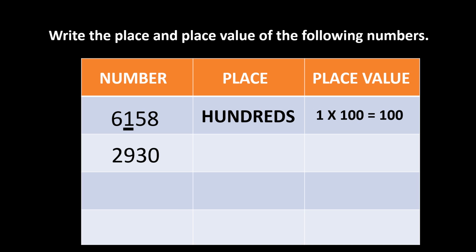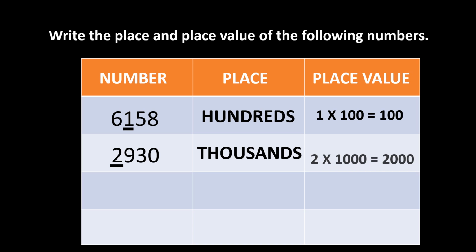Second number, 2930. In this number, we have to find the place and place value of 2. The place of 2 in 2930 is thousands. So, how will you find the place value? 2 into 1000 is equal to 2000.